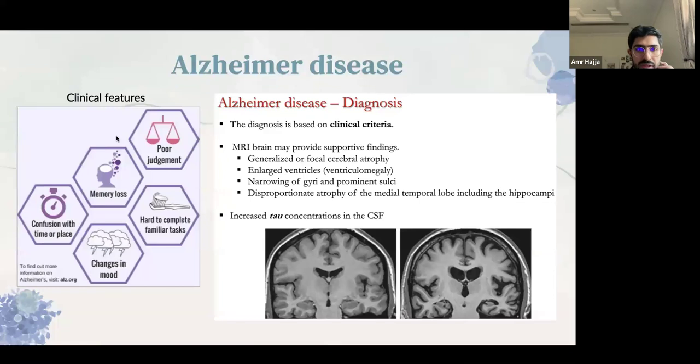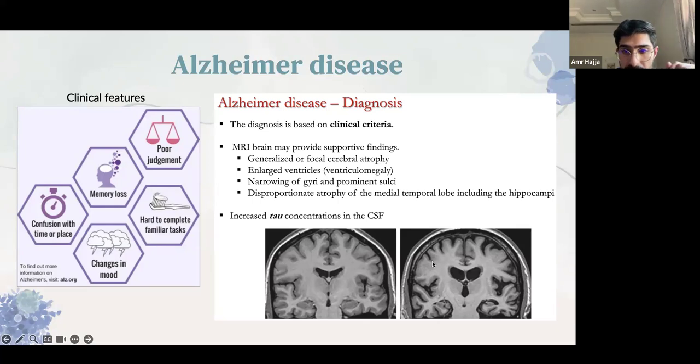Here we have some of the clinical features, and one of the important things about the diagnosis of Alzheimer's disease: whenever they do an MRI, sometimes they do find an important finding, which is narrowing of gyri and prominent sulci. Now, what they mean by this is that the sulci are the ones that are in between, like this is normal and this is abnormal, okay? So the left one is normal. These are the sulci in between. The gyri are the cerebral hemispheres here and here, here and here.